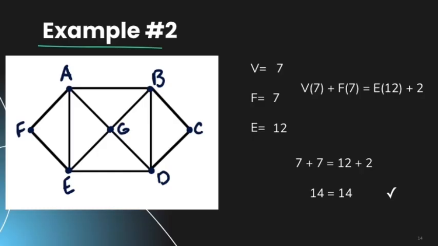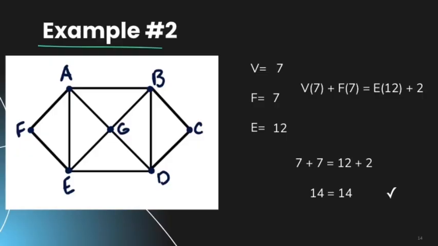Let's look at our next example. So, in this graph, we have 7 vertices. And then when we count up the faces, including that infinite face, there are 7. And then all of the edges equal 12. So our equation is 7 vertices plus 7 faces equals 12 edges plus 2. 7 plus 7 equals 12 plus 2. And then when we add that together, our equation is 14 equals 14.